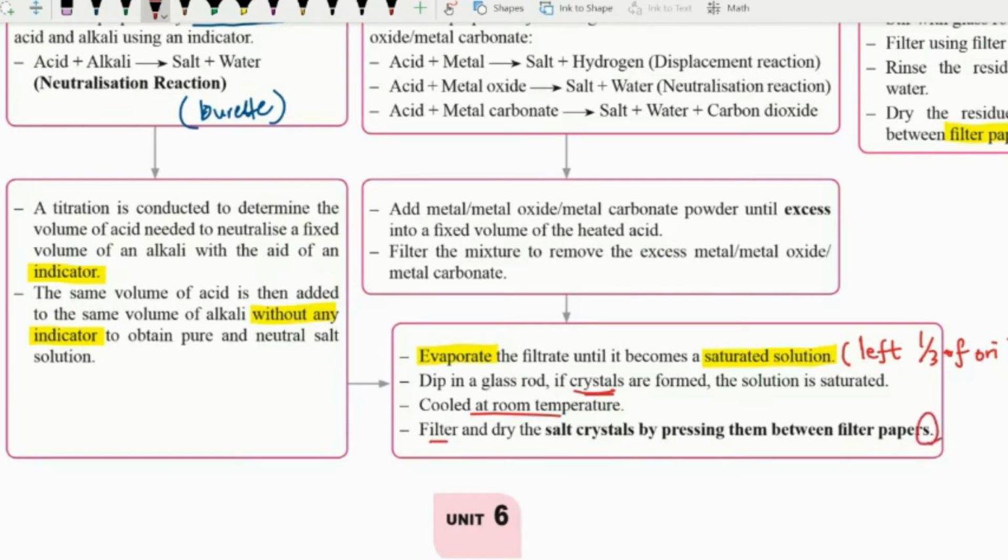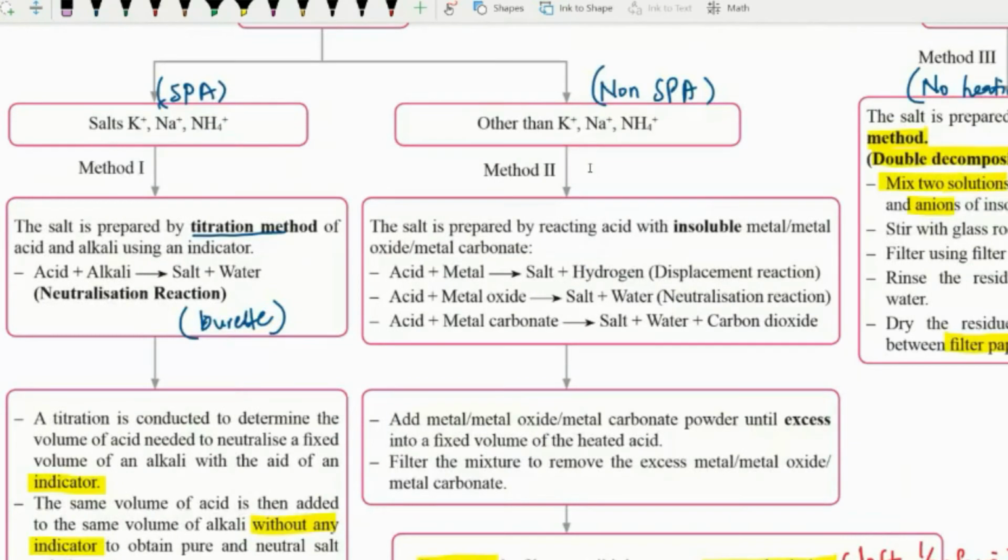Now, if it is a non-SPA salt, we use this one. There are 3: 1, 2, 3. This one is acid with metal. What metal does this accept? Except copper and silver. Except these two, you cannot use the metal here. So if it is copper, it means you have to use this one or this one. Okay?